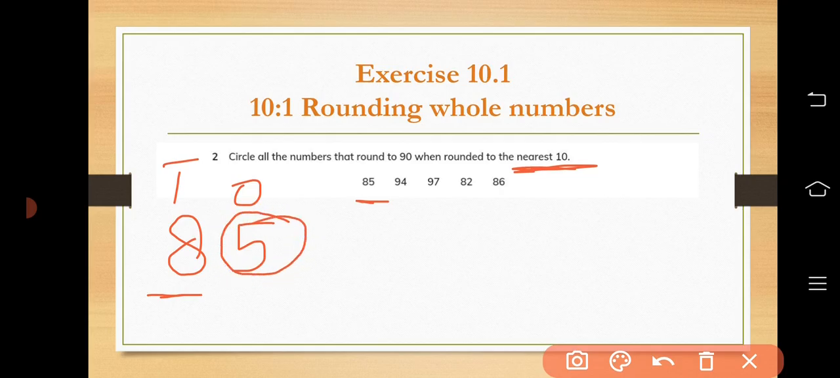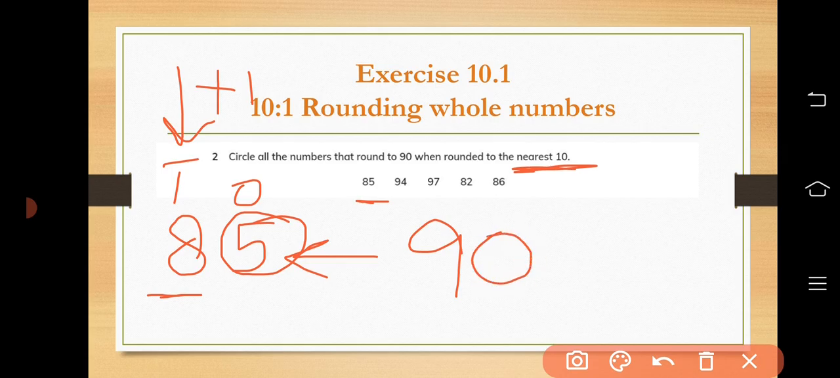Now you know what the rule is. The rule is if the circled value is equal to 5 or greater than 5, you have to round up. If the circled value is less than 5, you have to round down. So now this value is equal to 5. So you add 1 in the tens place, and the other numbers become 0. So 8 plus 1 is 9 and this 5 becomes 0. So it means that you have to circle this number.